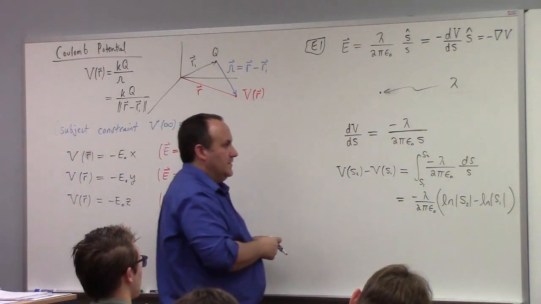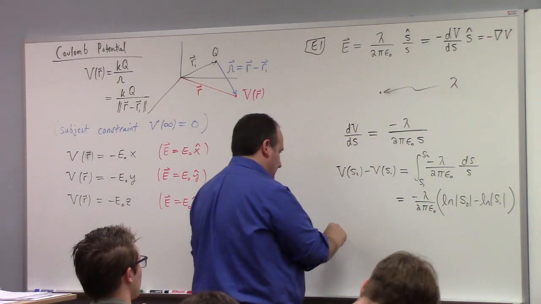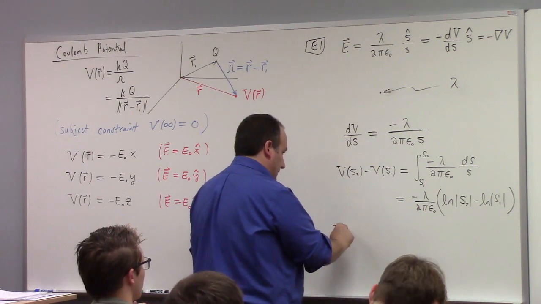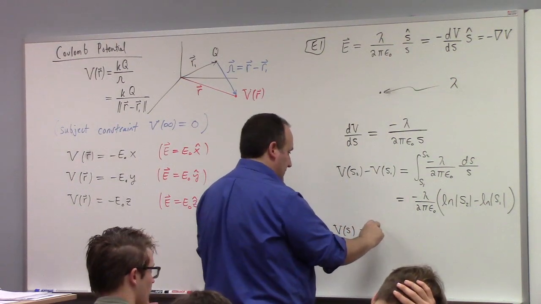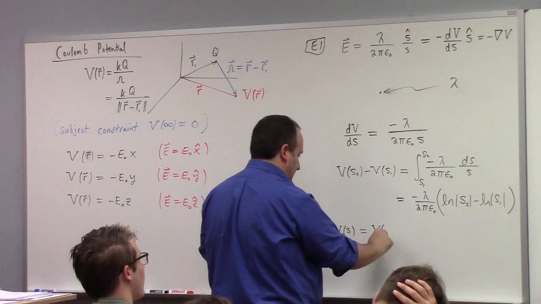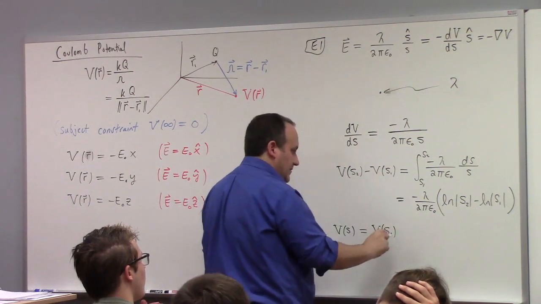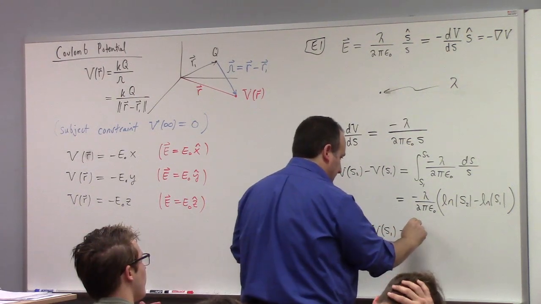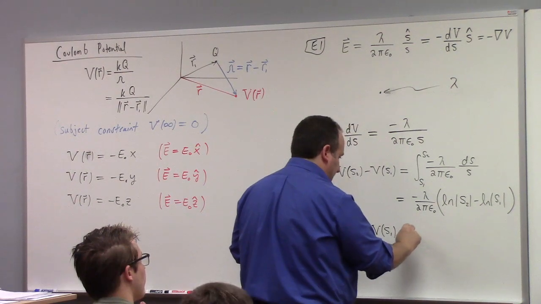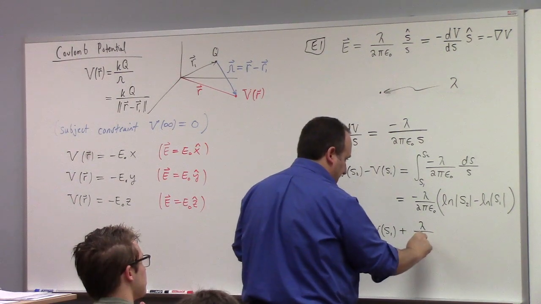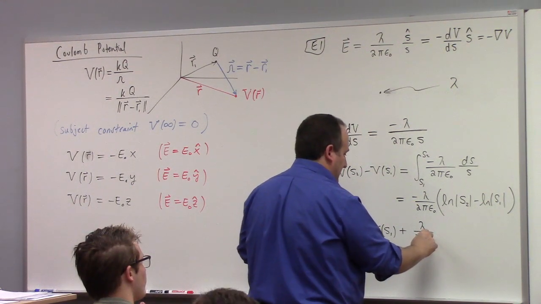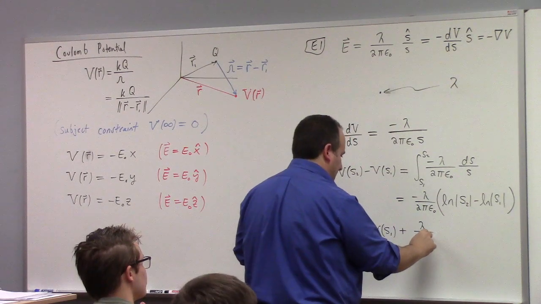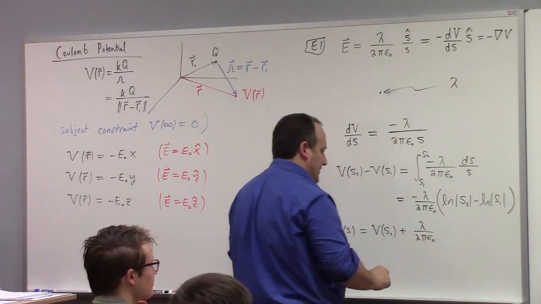Or if you like, we could say this. The voltage at S is equal to the voltage at some fixed radius S1 minus, well, let me say plus lambda over 2 pi epsilon, well, I don't know.